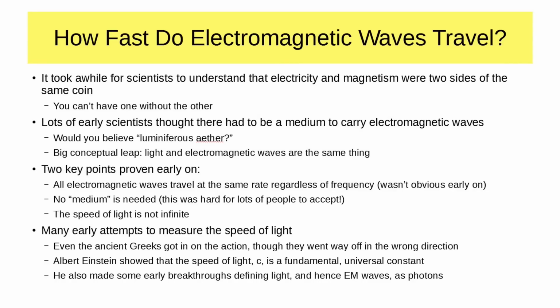Let's take a look. In order to determine how long electromagnetic waves are and how you determine the frequency, we need to understand how fast electromagnetic waves travel. It took quite a while for scientists to understand, first of all, that electricity and magnetism were two sides of the same coin. You can't have one without the other.